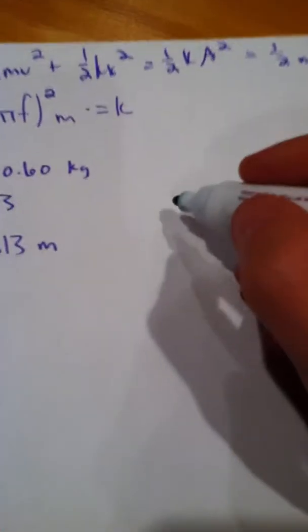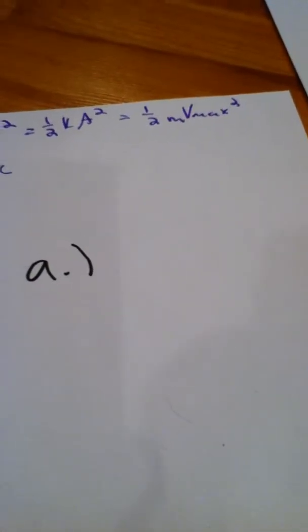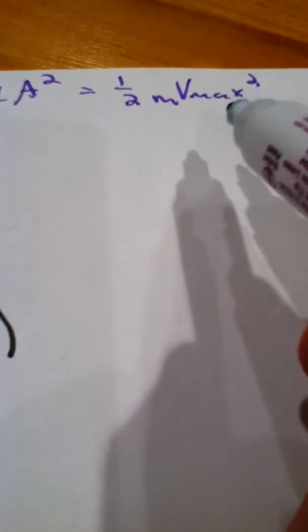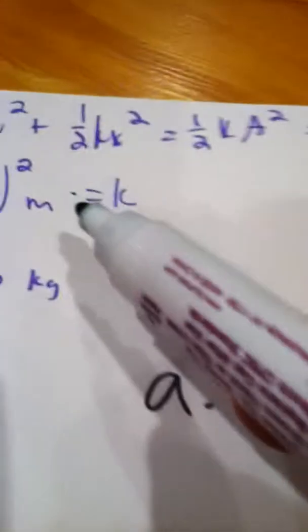To solve for A, which I will be doing in black, which is asking us to find the velocity when it passes the equilibrium point, we will use 1/2 Ka squared equals 1/2 mv max squared. However, we've got to find K first, so we're going to use this equation. So we fill that in. We'll do that over here.